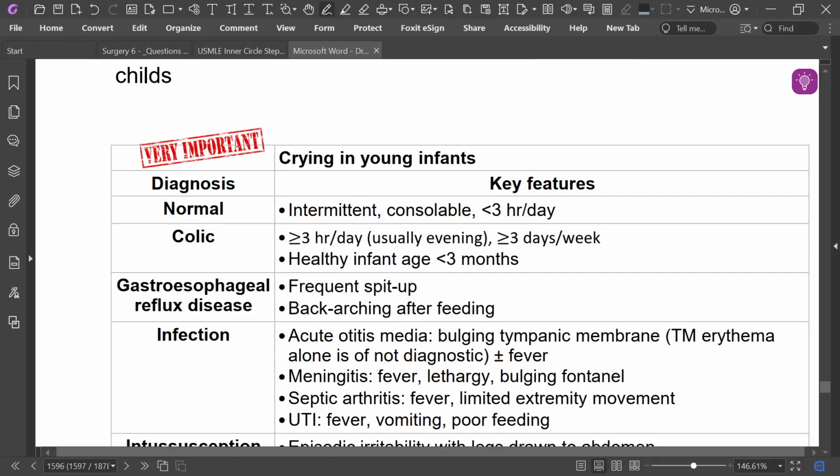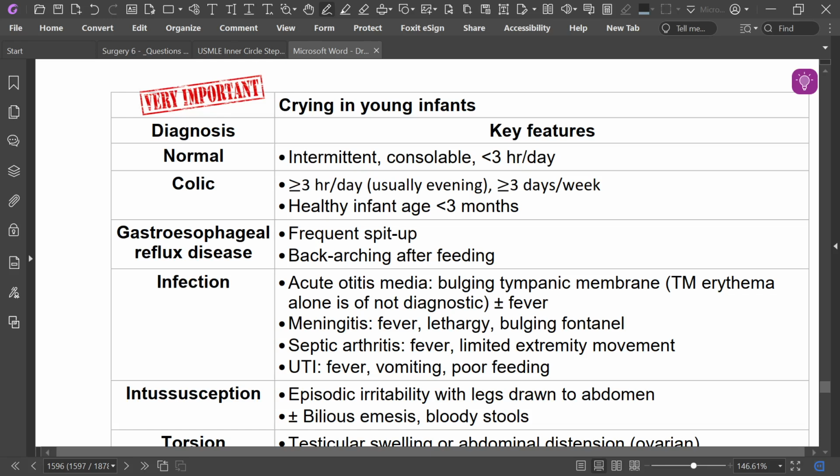Okay, this topic is very wonderful. Crying in young infants: intermittent and inconsolable, less than 3 hours per day. Colic is more than 3 hours per day, usually in the evening, and more than 3 days per week.